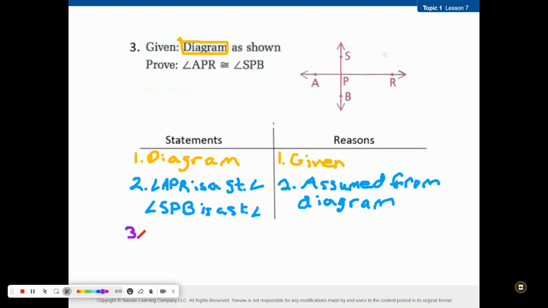All right, 3. Now, if they're both straight angles, what do we know? David? Okay, easier than that. They're not going to be supplementary because we're not adding two together. If they're both straight angles, they're both what? They're both congruent. So angle APR is congruent with angle SPB. And there's not really a name for this, so you just put all straight angles are congruent.